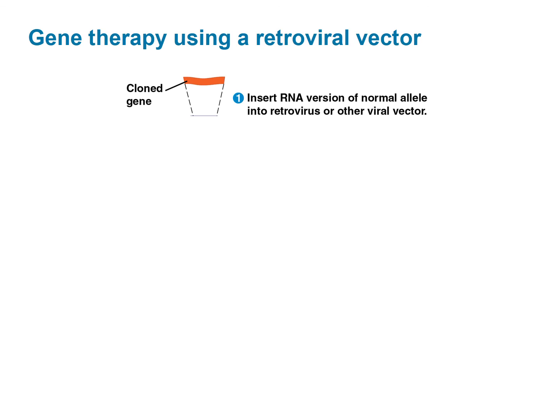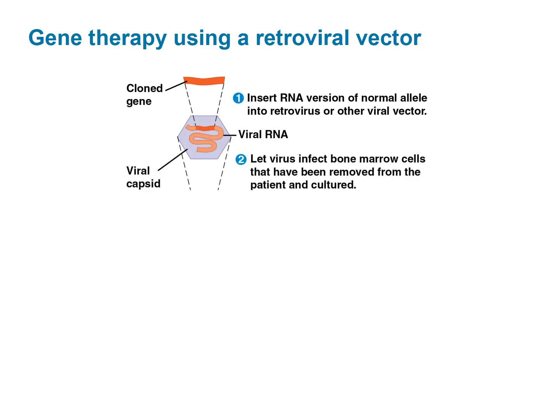So we have the cloned gene. Let's say it's a normal gene, as opposed to one that is a mutant and causing disease. We put the cloned gene into the viral genome. In this case, this shows viral RNA. So we're basically allowing recombination of the cloned gene into the viral RNA, and this is going to be packaged up into a viral capsid. Of course, the viral capsid allows the virus to be functional and actually infect the cells.